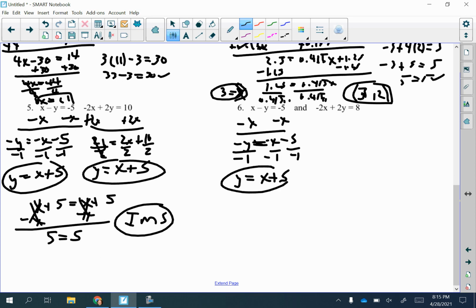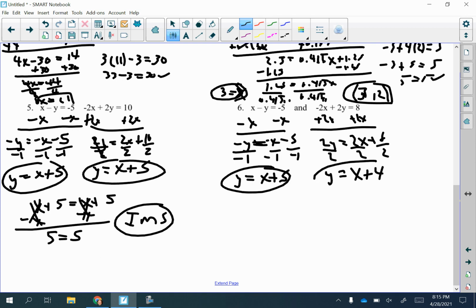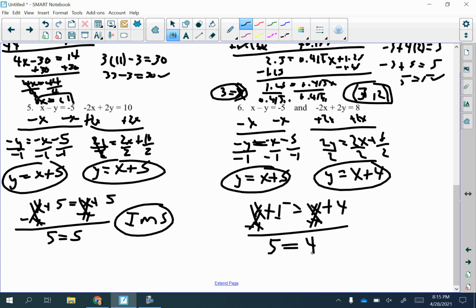Okay. Now when I do the other equation, if I add 2x to both sides, I get 2y equals 2x plus 8, and I divide everything by 2, y is going to equal x plus 4. So now if I set them equal to each other and subtract the x, just like in the previous ones, the x's cancel out. However, you get 5 equals 4. Well, 5 does not equal 4, so that is not an identity.